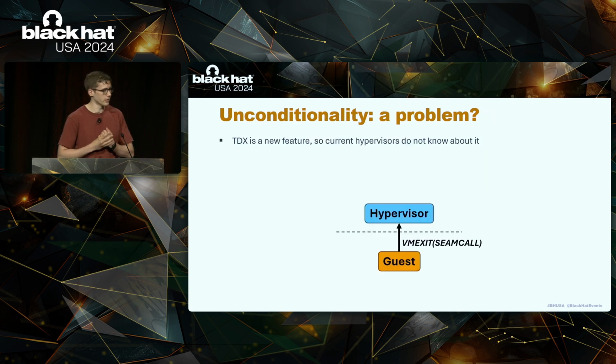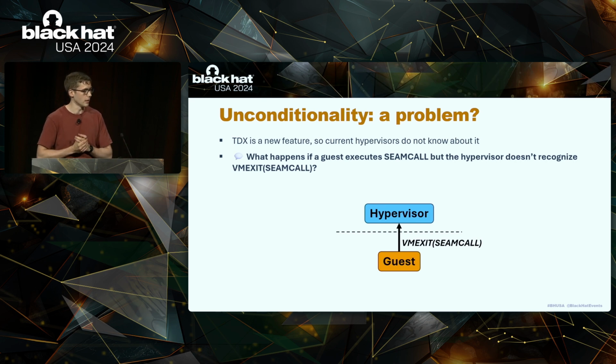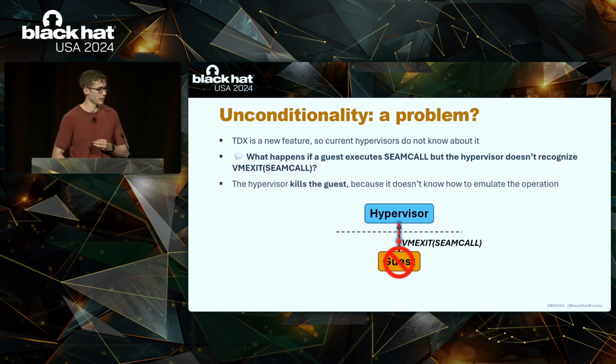Now, if we think more about TDX, I said that it's a new feature, right? So it's going to be available on future CPUs. But the current hypervisors that exist on the market, like Hyper-V and Linux KVM, they don't know about TDX, and they don't know about the SIM call instruction either. So what would happen if a guest executes the SIM call instruction, but the hypervisor doesn't know about TDX and doesn't recognize the SIM call VM exit? Well, the hypervisor kills the guest, because if it doesn't know how to emulate the operation, the default behavior is just to kill the guest.